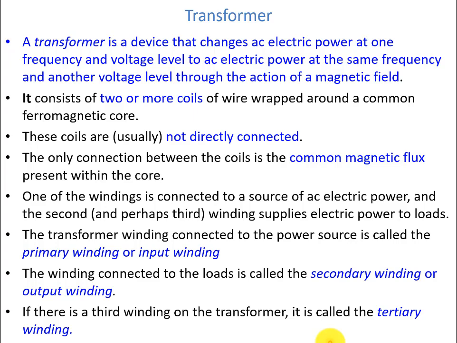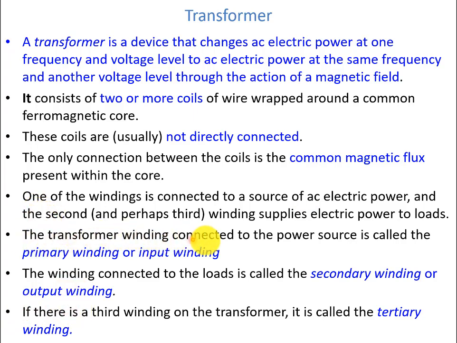So transformers normally consist of two or more coils of wire wrapped around a common ferromagnetic core. These coils are usually not directly connected. Obviously, they are magnetically connected and there is no physical connection between these coils. The only connection between the coils is the common magnetic flux present within the core, and one of the windings is connected to a source of AC electric power, and the second and perhaps a third winding supplies electric power to loads.